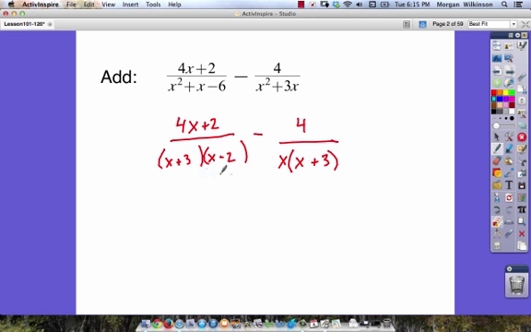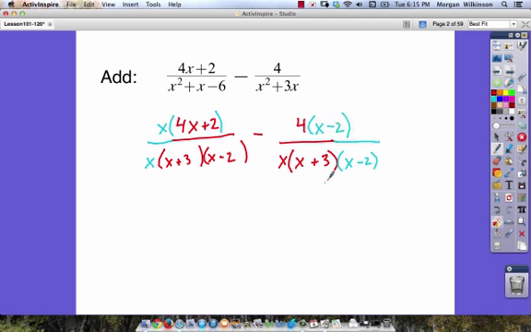So if we do that, we've got x plus 3 and x plus 3. We've got an x here, so we need to multiply our left-hand term by x. So let's multiply the 4x plus 2 times an x. Then we've got x minus 2, so we need to multiply the right-hand term by x minus 2. And we've got x minus 2 here.